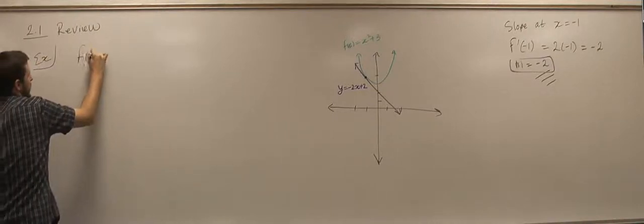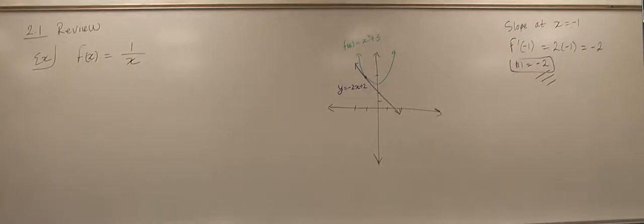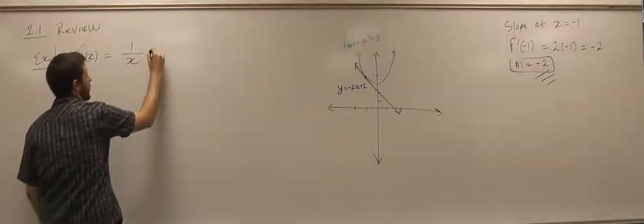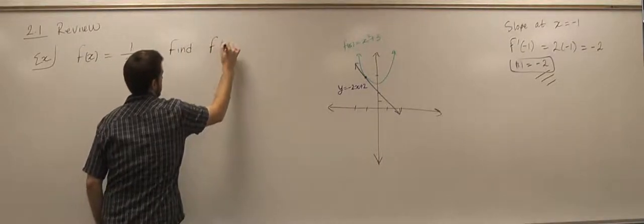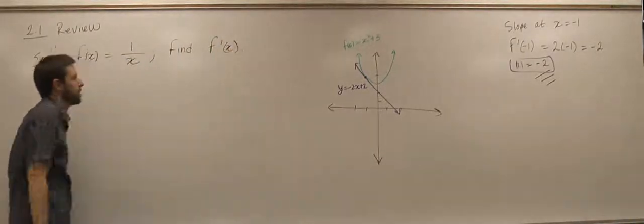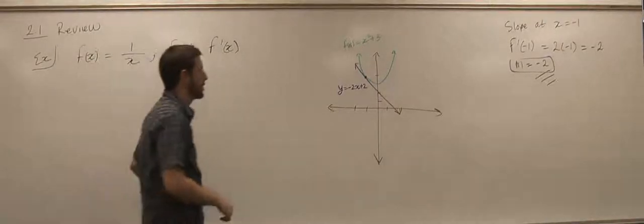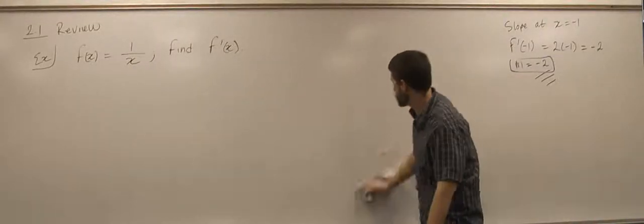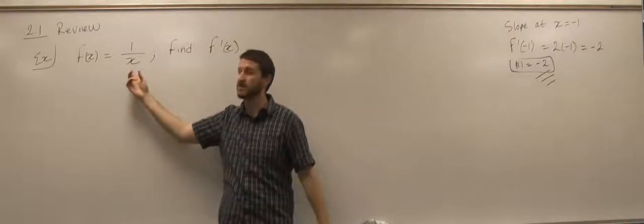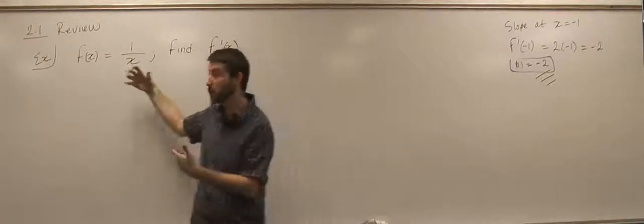Suppose I give you this: f of x equals 1 over x. I want you to find f prime of x. What do you do? Same thing that you just did, except now it's an ugly fraction, so you're going to have some algebra to deal with. Right? But you start the same way.